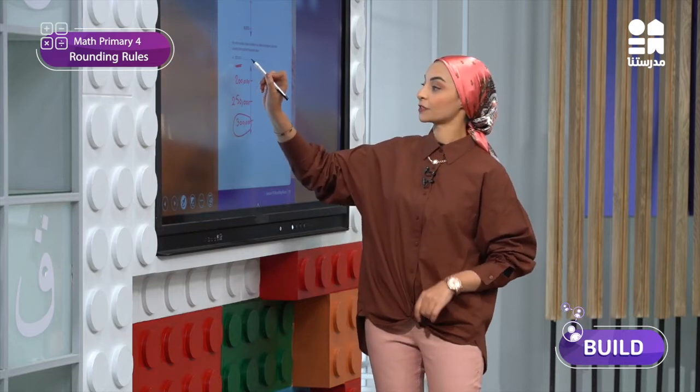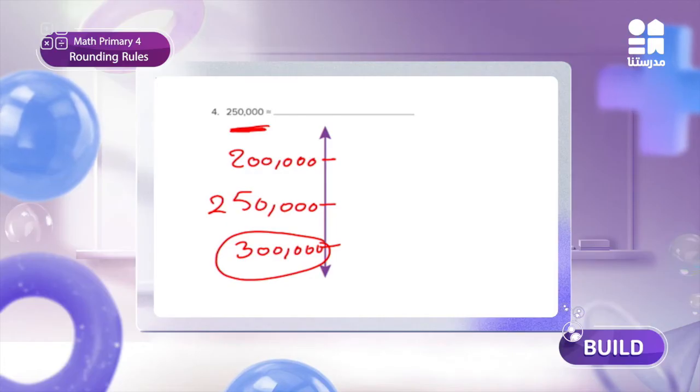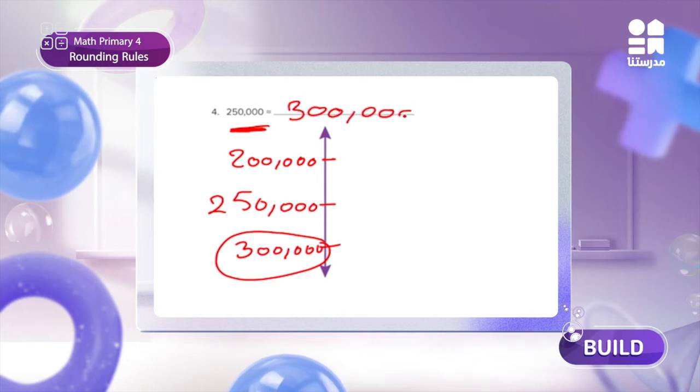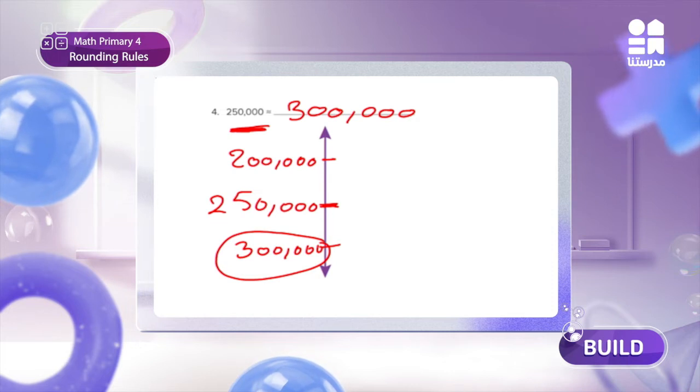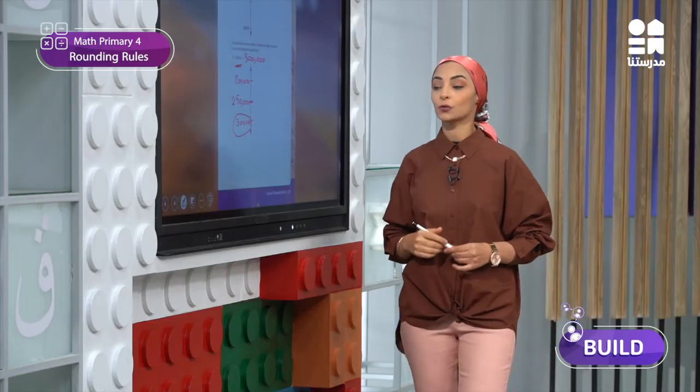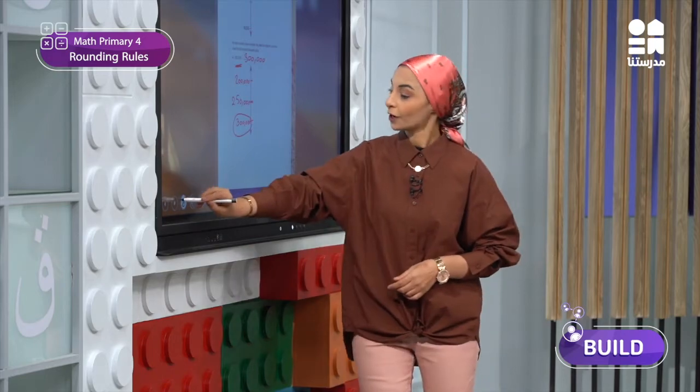So 250,000 approximately equals 300,000. Okay, so we learned that if the number comes exactly at the midpoint, I will round it up to the biggest number. Now let's move to number 5.